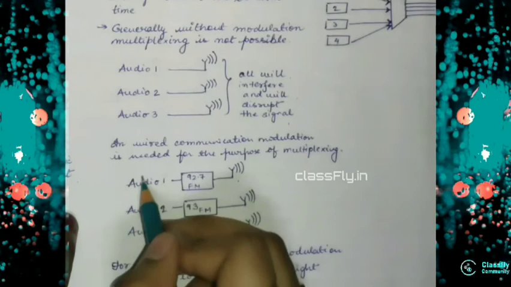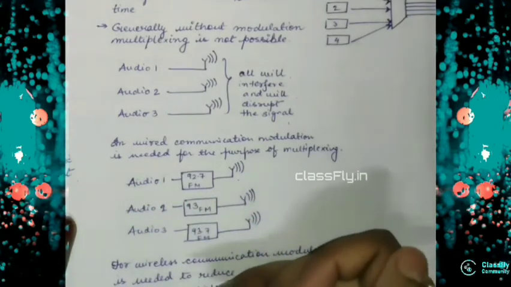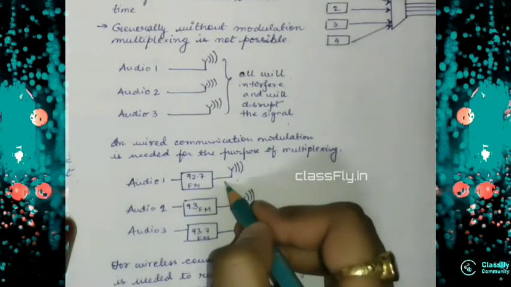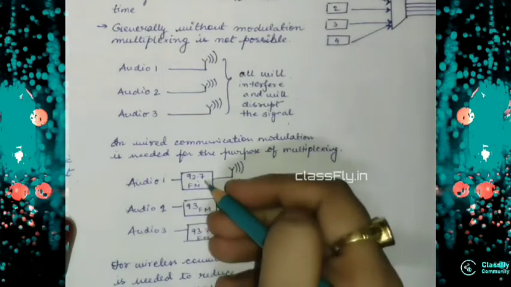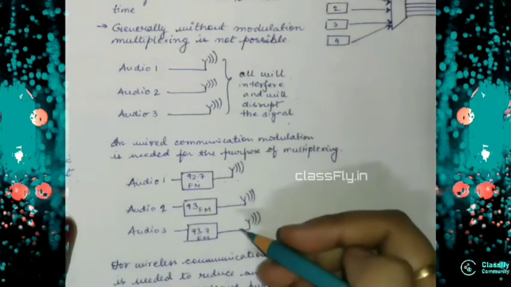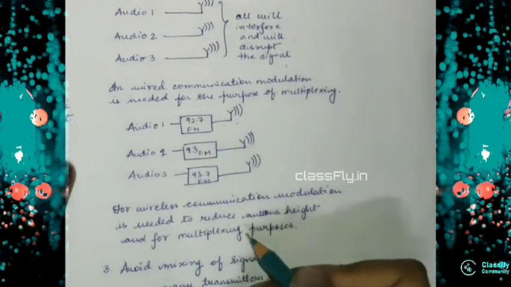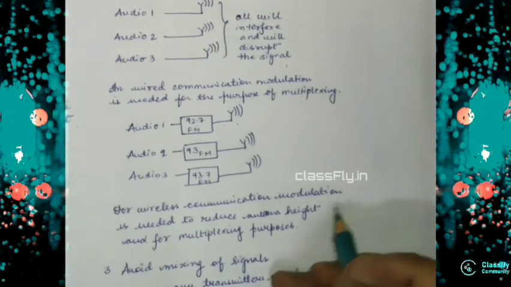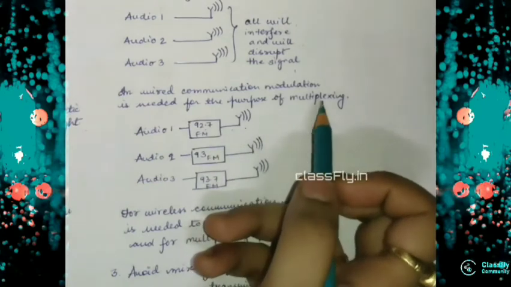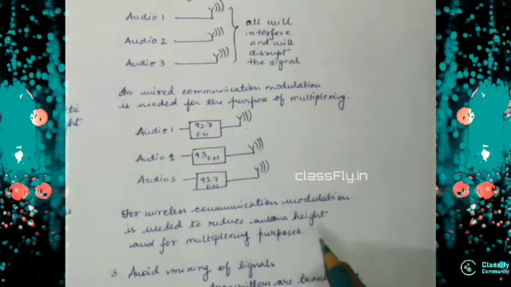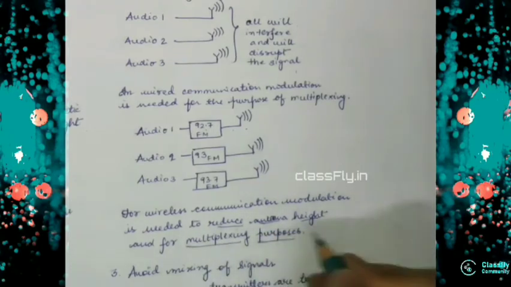If I change the audio 1 signal to 92.7 FM, I do the frequency modulation, then if it passes the signal channel, then also we can detect, because all the audio has different frequency, right? For wireless communication, modulation is needed to reduce antenna height and for multiplexing purpose. For wired communication, modulation is needed for multiplexing, and for wireless communication we need both: reduce antenna height as well as multiplexing.